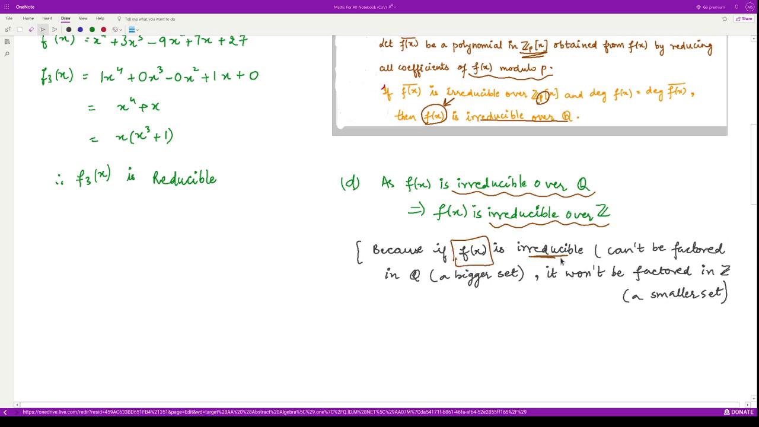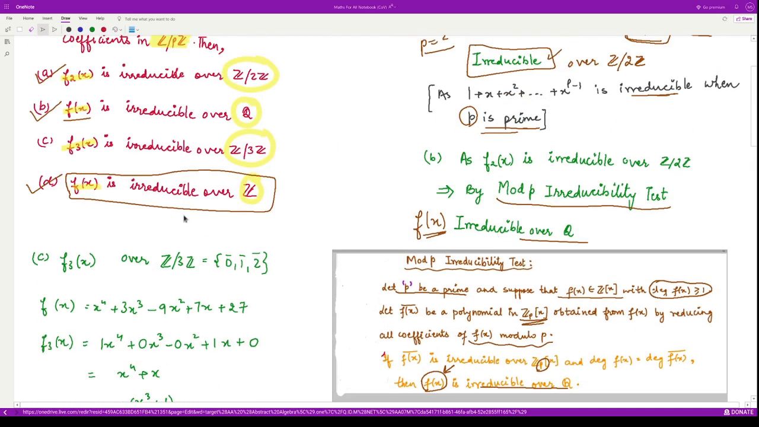It is quite obvious, because we have a polynomial f of x which is irreducible in Q. That means in a bigger set we cannot factorize it. We have the set Q, and inside it we have the set of integers. If you cannot factorize a polynomial over Q, with its much larger set of coefficients, how can you factorize the same polynomial in the smaller set, the set of integers? So this result is quite obvious. This is irreducible over the set of integers as well.